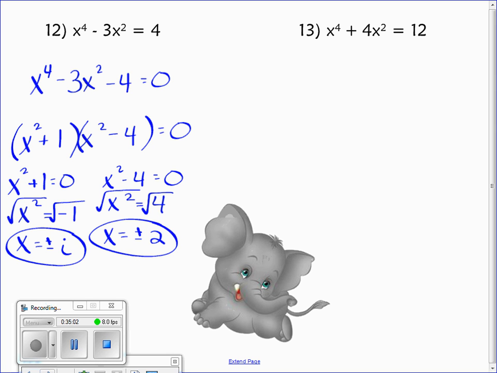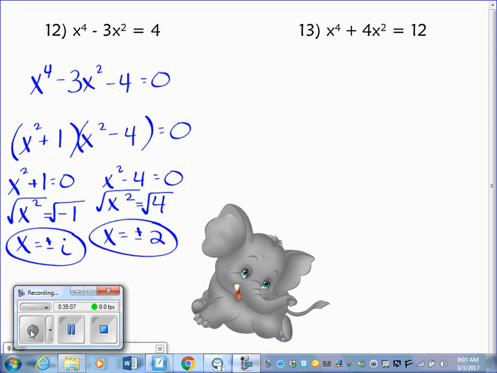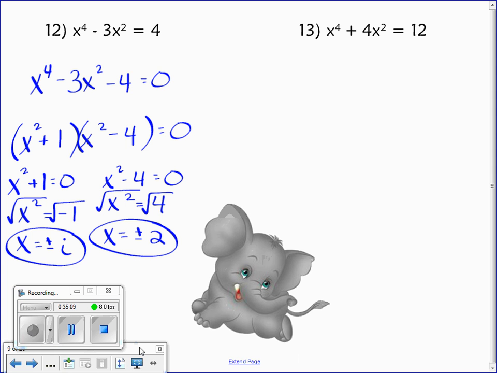You guys want to try one on your own? Yeah, try number 13 on your own. All right, guys, last problem for today. What's the first thing you did? Move the 12. x to the 4th plus 4x squared minus 12 equals 0. GCF? No, there's not one this time. All right, so we set up our parentheses. What are our signs? Plus, minus.